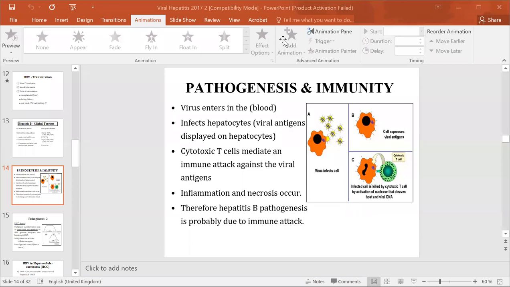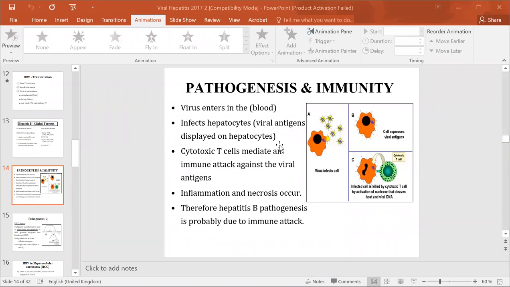I go back to my question. Based on what I have said, what is killing the hepatocyte? Is it the hepatitis B virus itself, or is it the cytotoxic T lymphocytes? It is the cytotoxic T lymphocytes. It is your immunity now killing the cells. So that is how this virus causes liver disease or hepatitis, by inducing the immune response to kill infected hepatocytes.